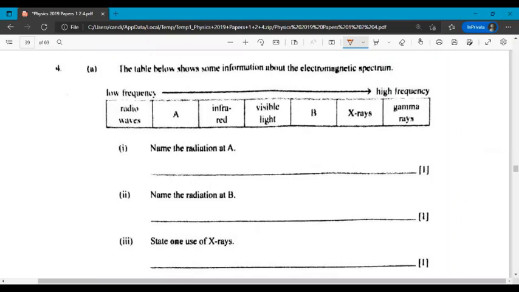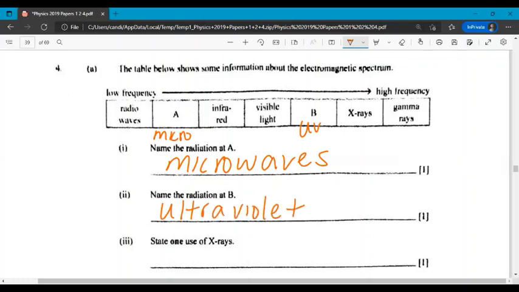Okay, so the first thing that I'm going to do is fill in what's missing, because that's what we're asked in the first 2 questions. After radio waves comes microwaves, then infrared, visible light, and then UV, X-ray, and gamma rays. So the radiation at A, that's microwaves. The radiation at B, those would be UV rays, and UV stands for ultraviolet rays. Okay, so done with those 2.